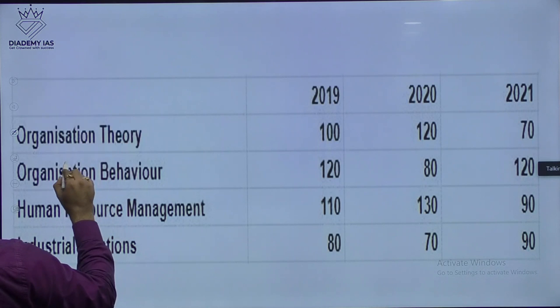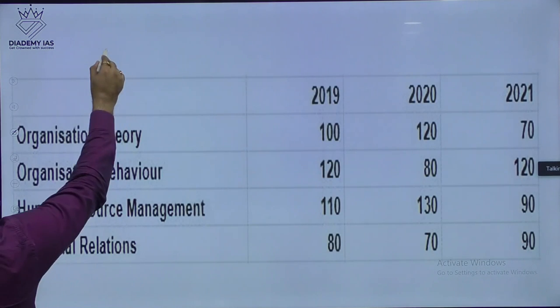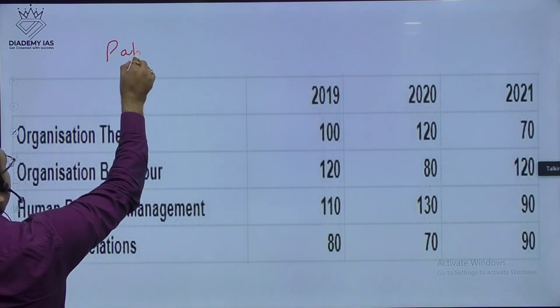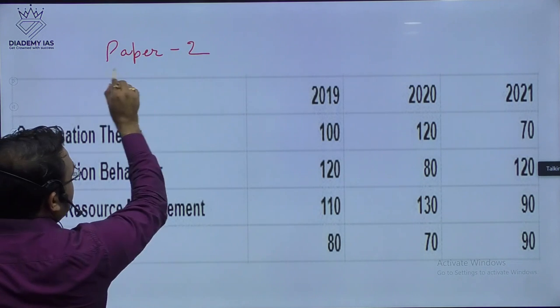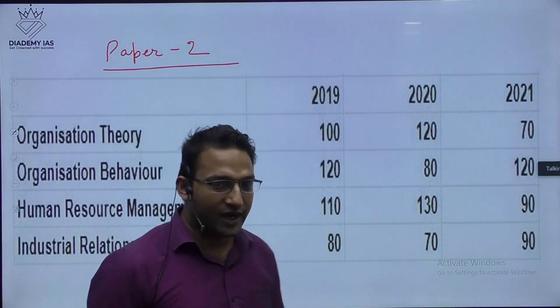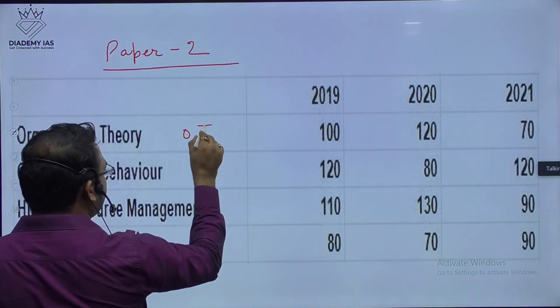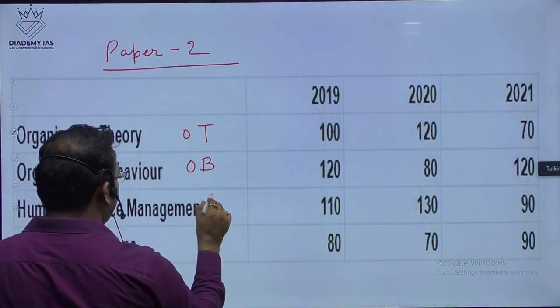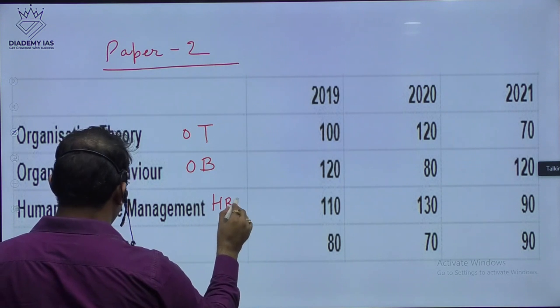So if you see paper 2, how much is the significance of each of the four subjects in paper 2? So we have OT, OB, HRM, IR.